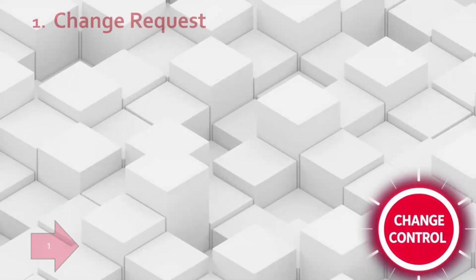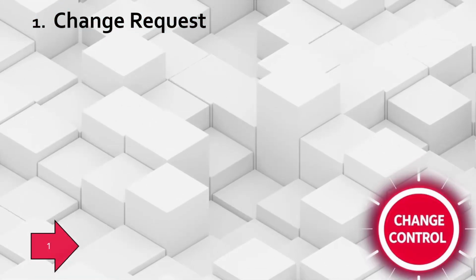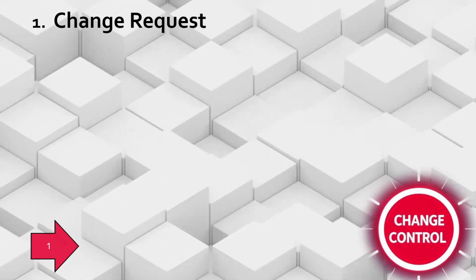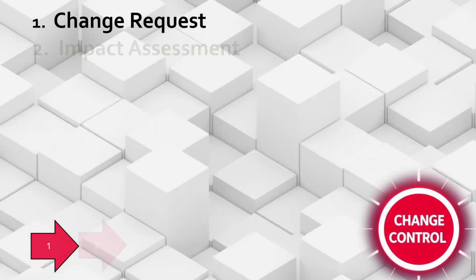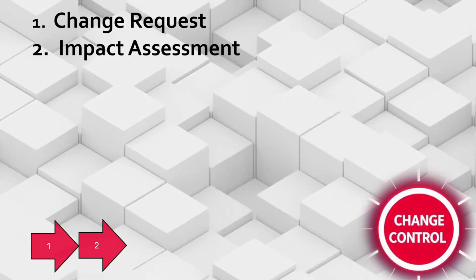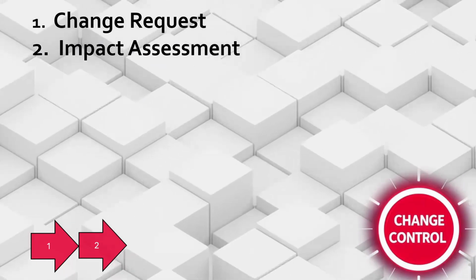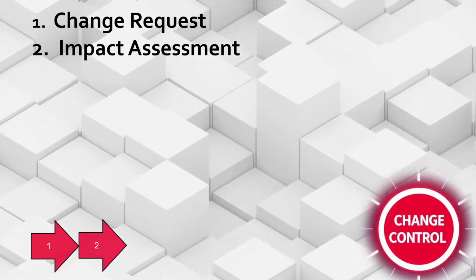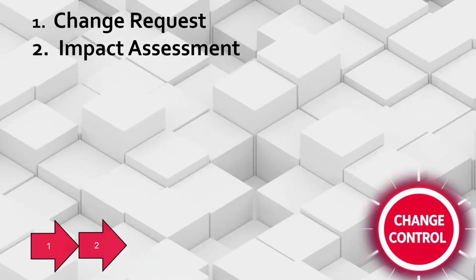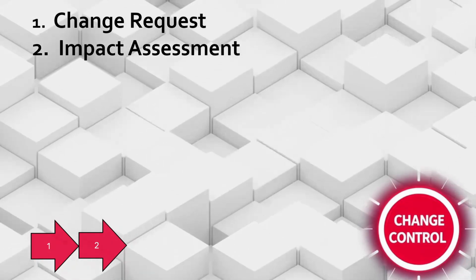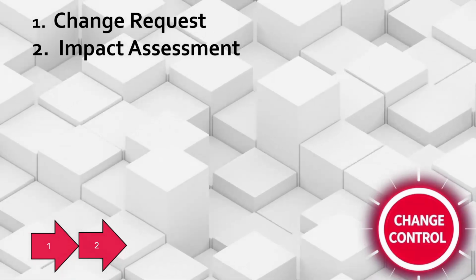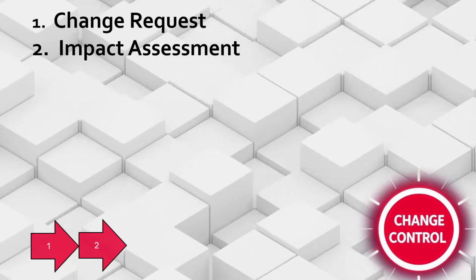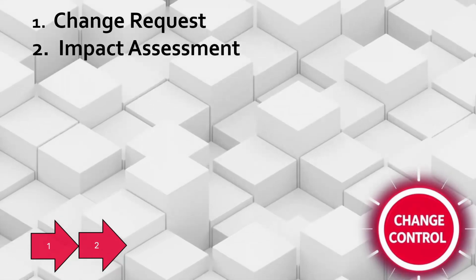Number 1, change request. The process begins with a change request where the proposed change is documented, including the reason for the change. Number 2, impact assessment. An impact assessment evaluates the potential effects on product quality and compliance. The number of impact assessments required will depend on the type and extent of the change and could include impact assessments by various teams, including production, quality control, engineering, regulatory affairs, and of course, quality assurance.